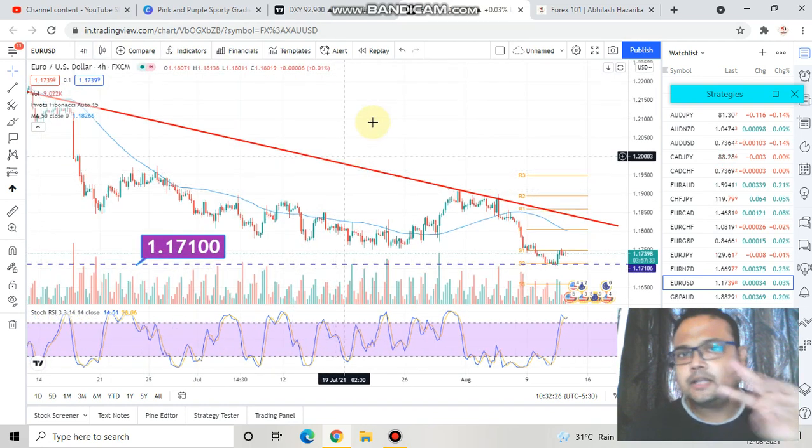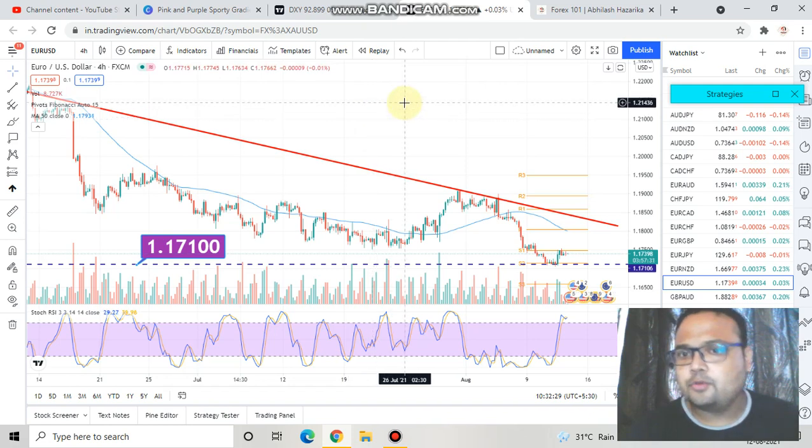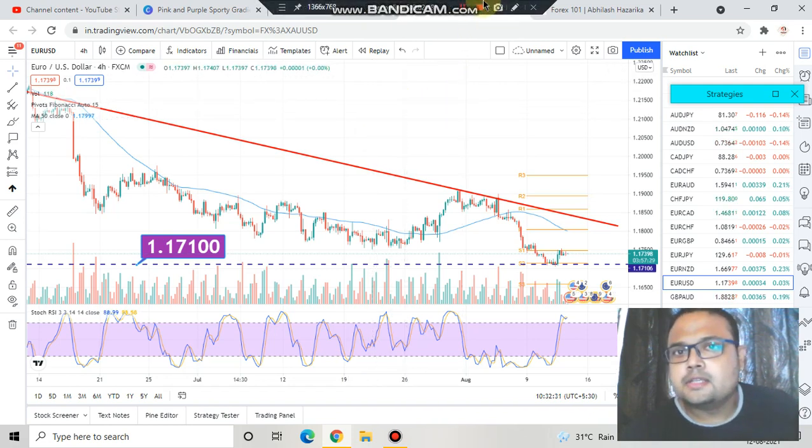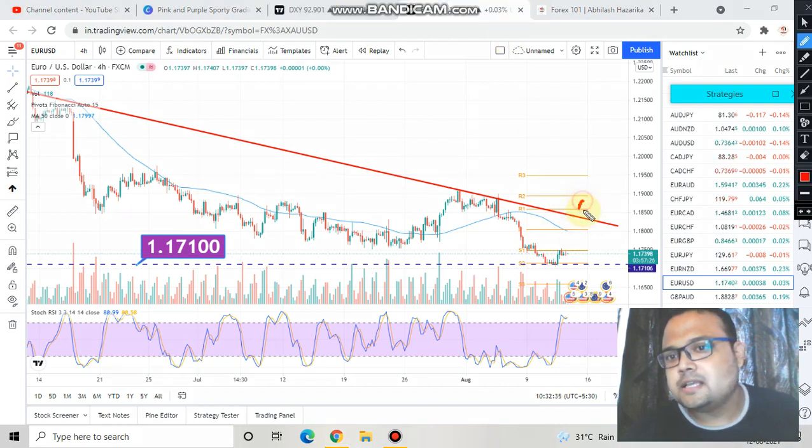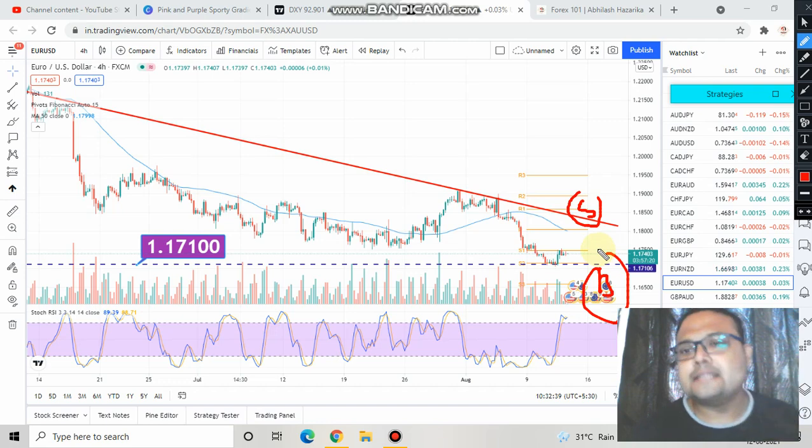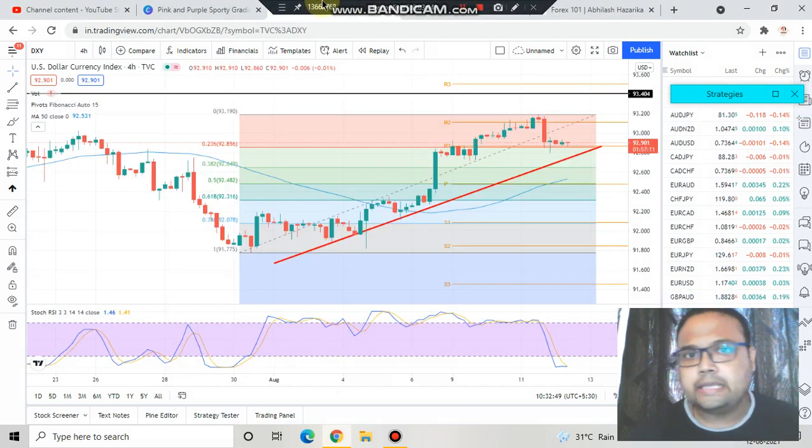So these are the two important levels on the chart of Euro USD. If we just follow the simple rules of the market, then it is just sell at resistance, buy at support. But as I said earlier, there are some complications in the market. There are certain other factors also that we must understand. So for that, we need to go to the chart of DXY.